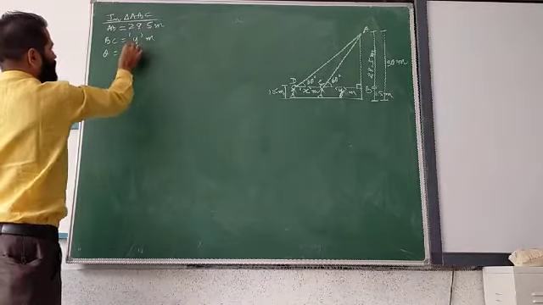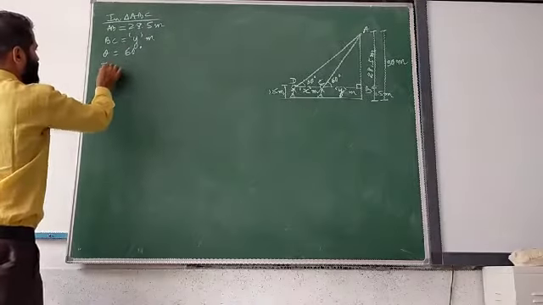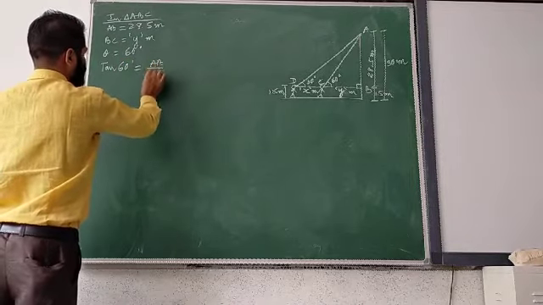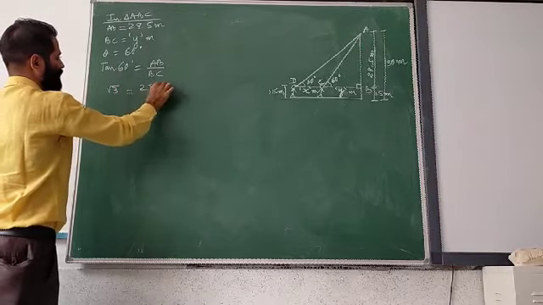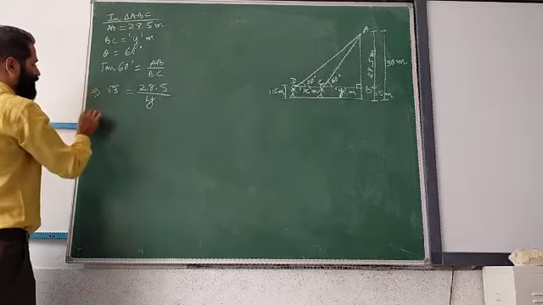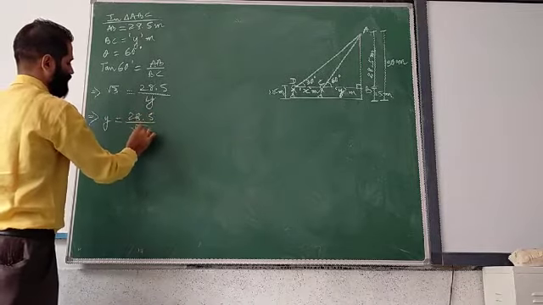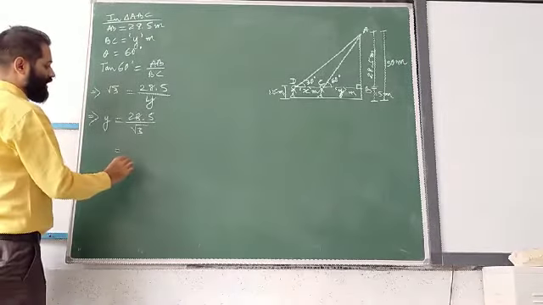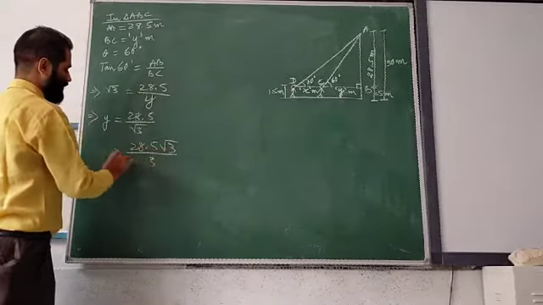Theta is 60 degrees. So what is the relation between these two? We'll say that tan 60 degrees equals AB by BC. Tan 60 is root 3, equal to 28.5 by BC. BC means y. Cross multiply. So I can write y is equal to 28.5 by root 3. Okay everyone? Now this one I will write as 28.5 root 3 by 3.